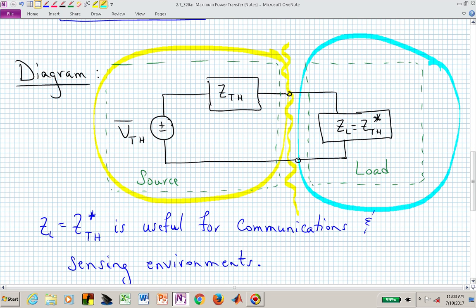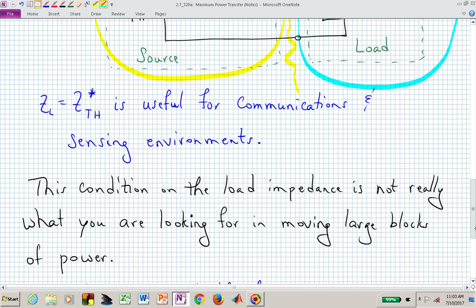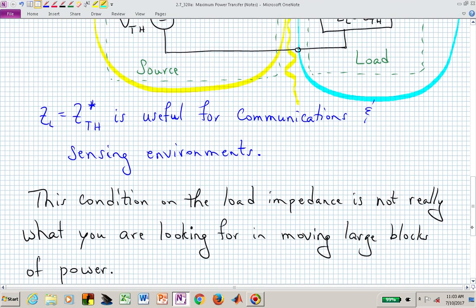This is useful if we were dealing with communications, if we're trying to transfer the maximum amount of power over the airwaves, or if we're trying to build a sensor that's as efficient as possible, then this concept is very important. But in a power setting, this really isn't what we want. The load impedance, we really don't want to be looking like the source, because we're trying to move a large amount of power.